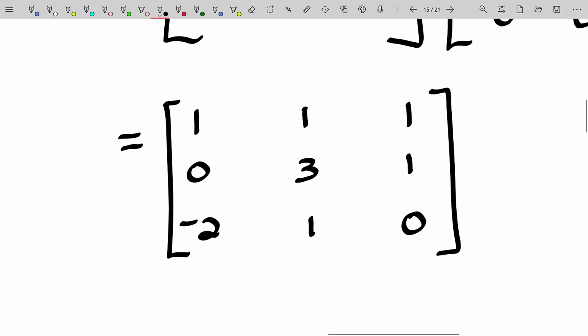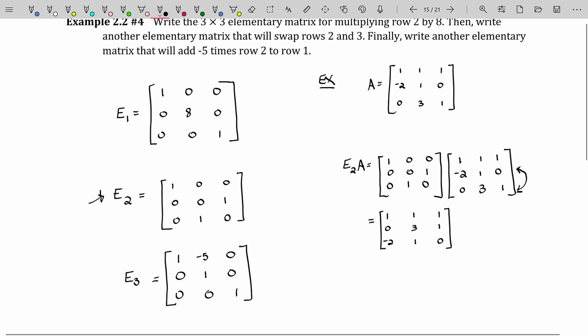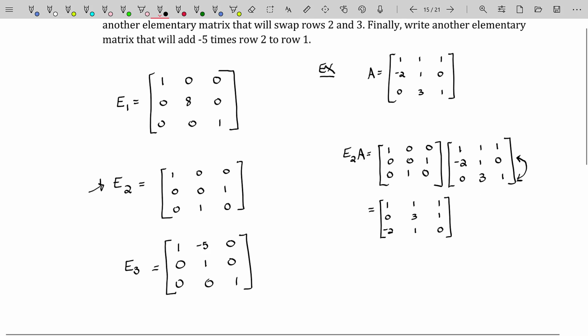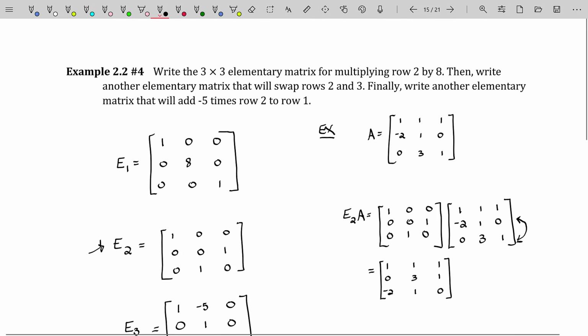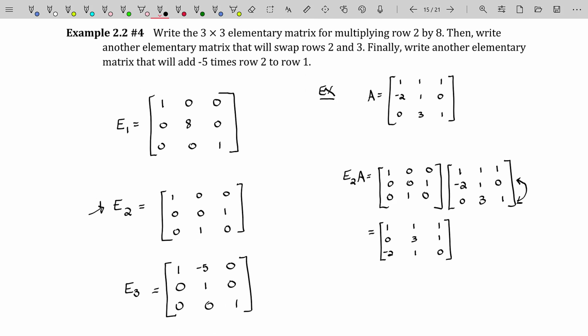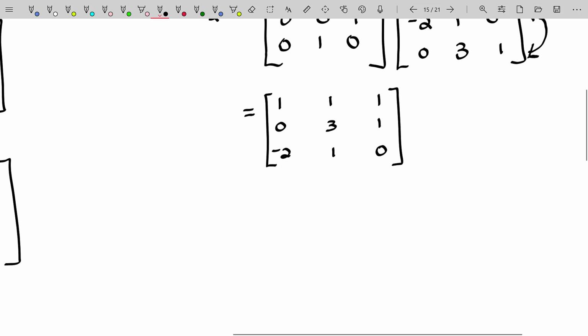You can test this out if you want using E1 and E3. On that matrix A, I promise you, E1 will actually multiply row 2 by 8, and E3 will multiply row 2 by negative 5 and add it to row 1. I promise that will be the case. I'm doing a video, I might as well do it, right? So let's do that one.